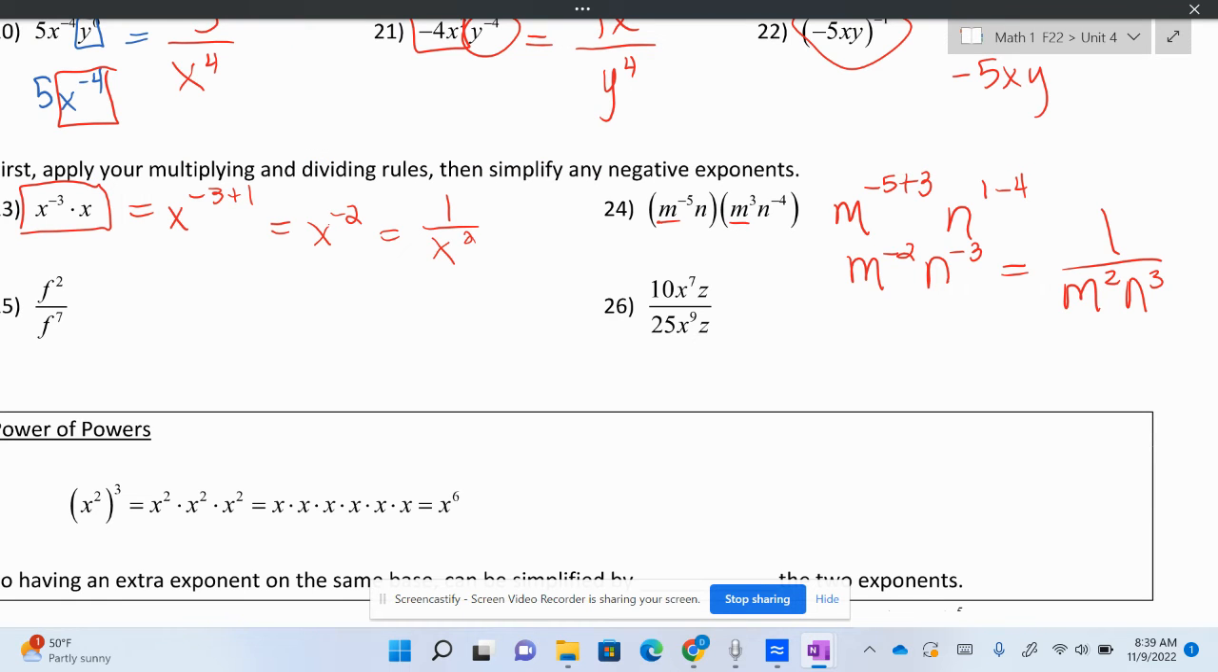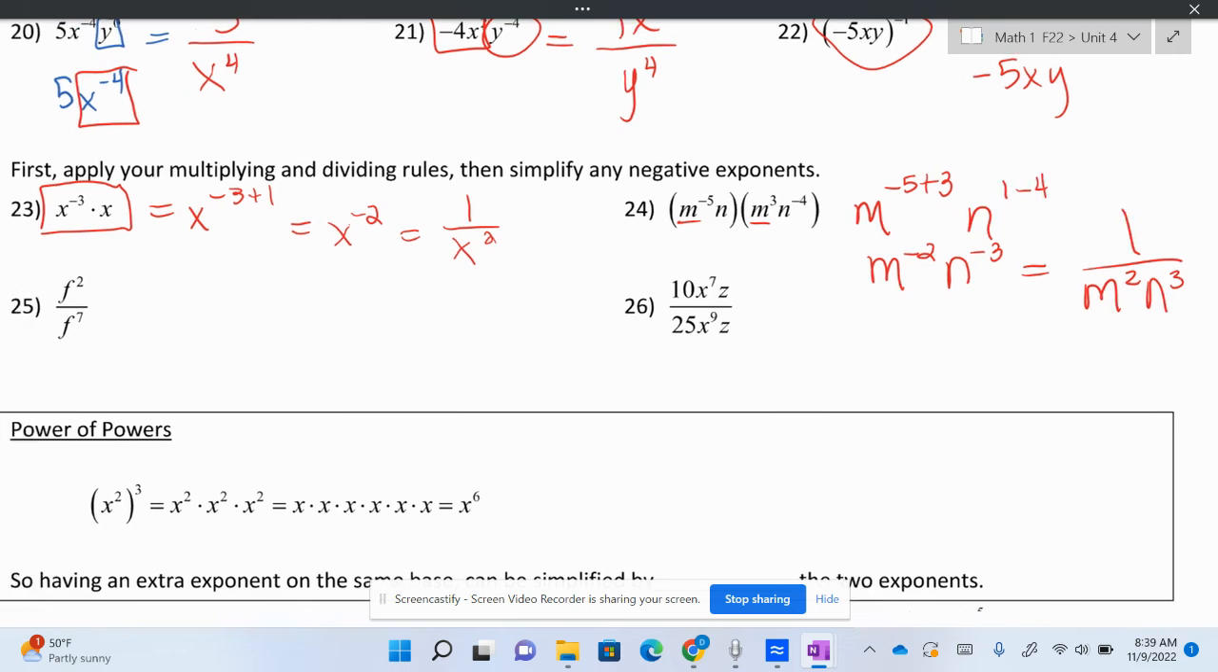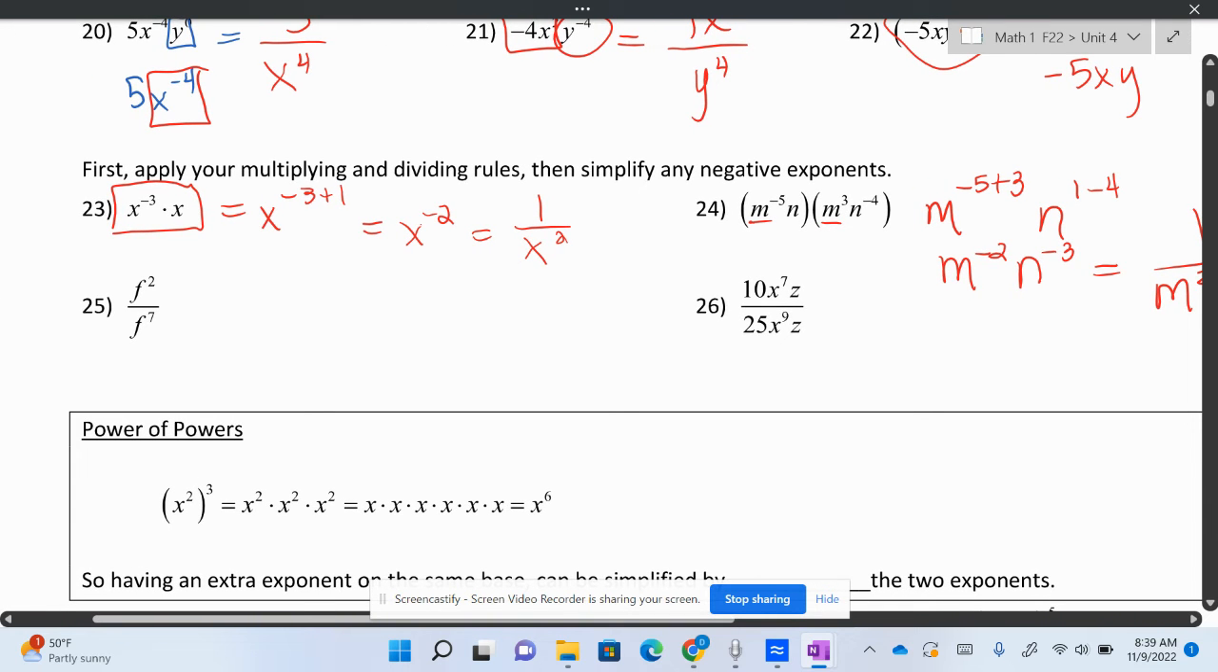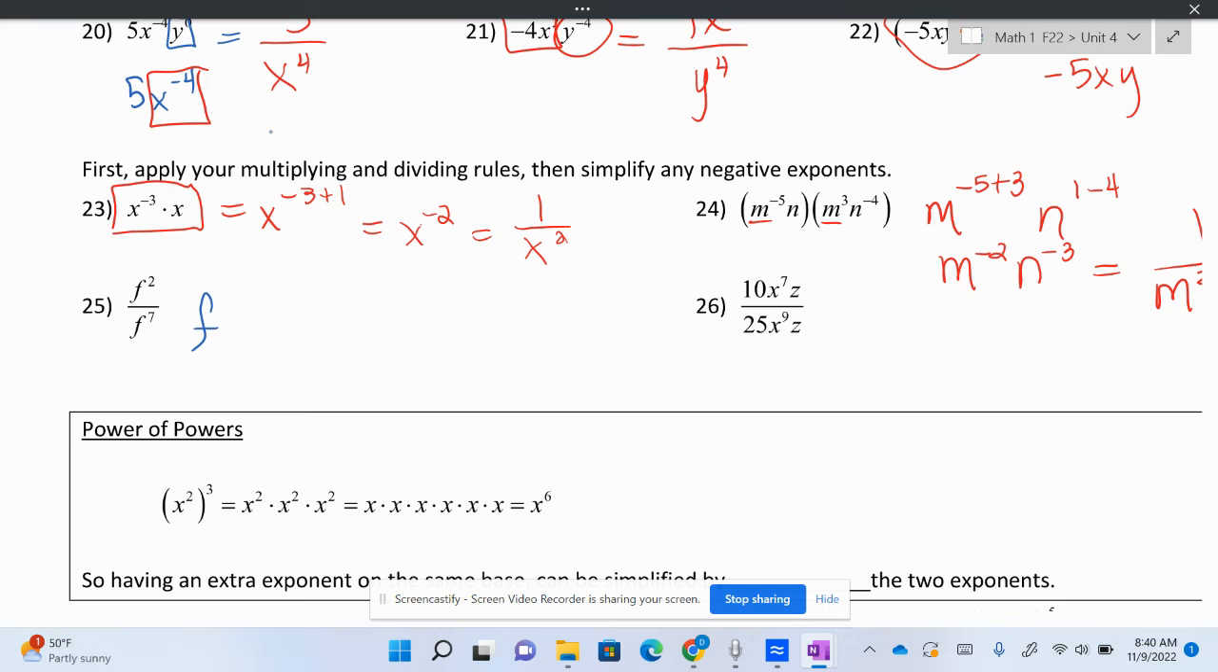Did you all do exponents last year in pre-algebra or whatever math you had? Okay. So number 25, this is f to the 2 minus 7, because when I divide, I subtract the exponents. Well, 2 minus 7 is -5. I can't leave it like that. What do I need to do to that? Drop it down, write it over 1. 1 over f to the 5th.